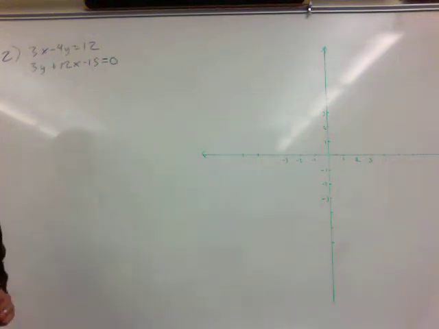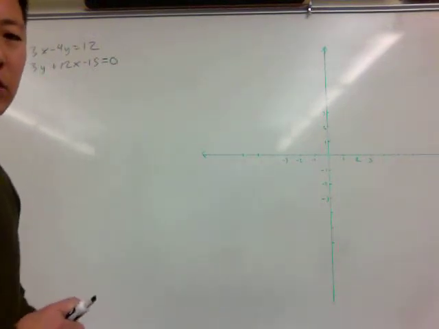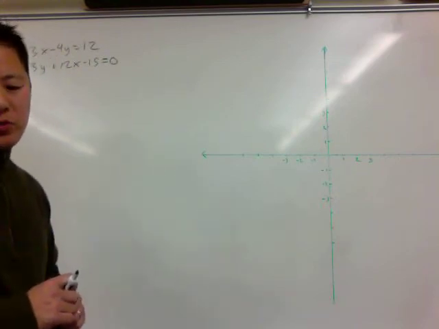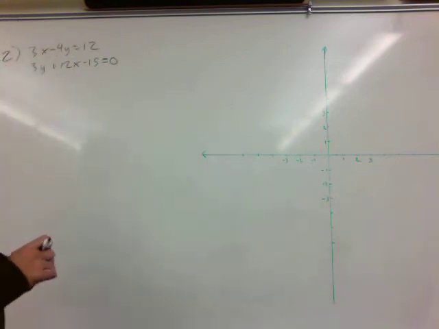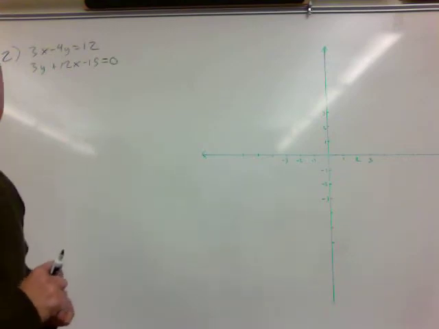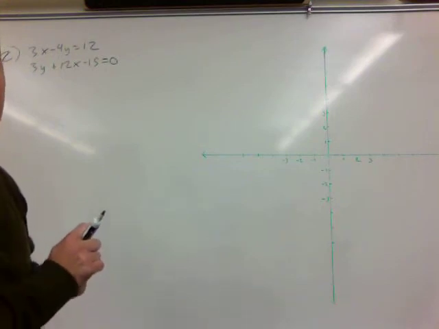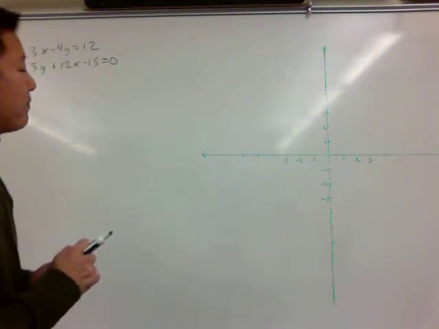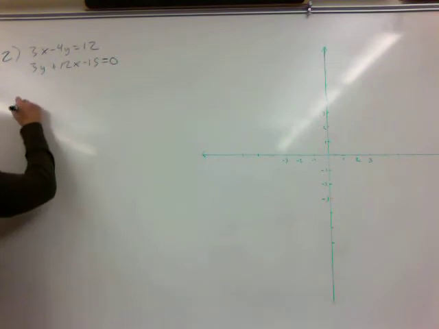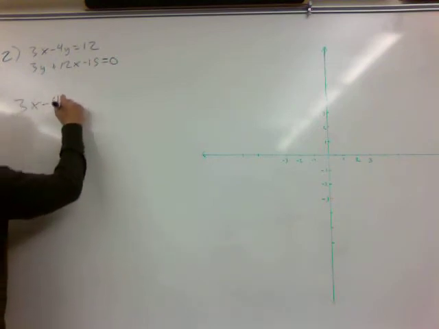All right, I'll be going over problem 2 on the practice quiz for 6.1 and 6.2. It asks to graph the system of linear equations and then estimate what the solution might be. So it sounds like the answer is not going to be round integers that land right on an exact grid point. So I'll take this first one, 3x minus 4y equals 12.